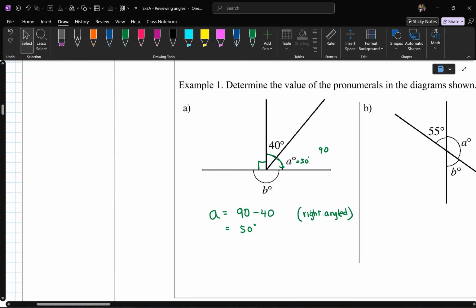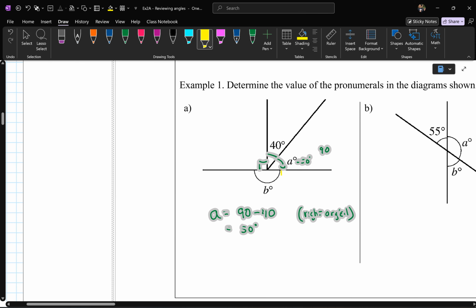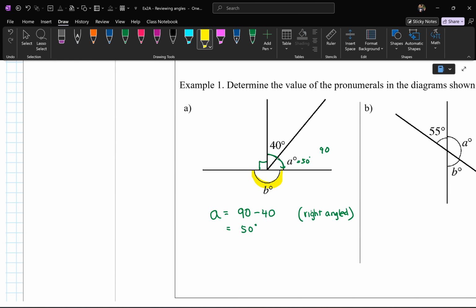What about B? So the angle for B is this one. Now looking at your properties, what does that look like the most? Can I please have Zara in the back? It's a straight angle. Now what's the angle for a straight angle? 180 degrees, because we know it's a straight angle. So therefore B is equal to 180 degrees.